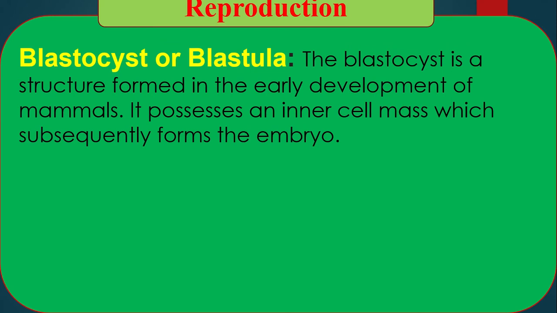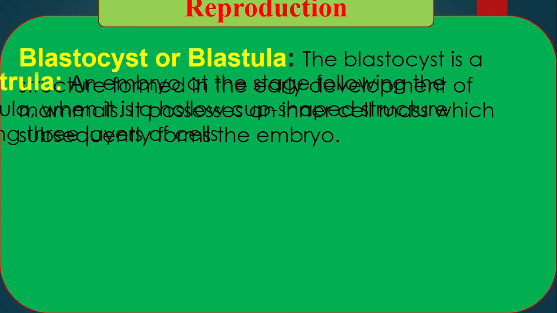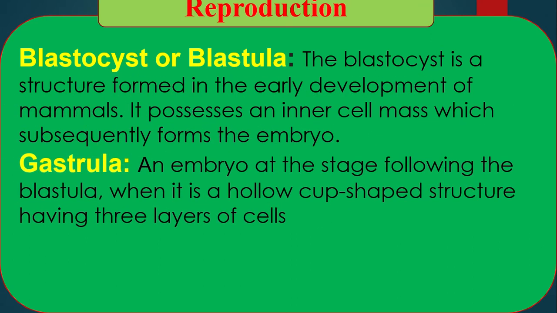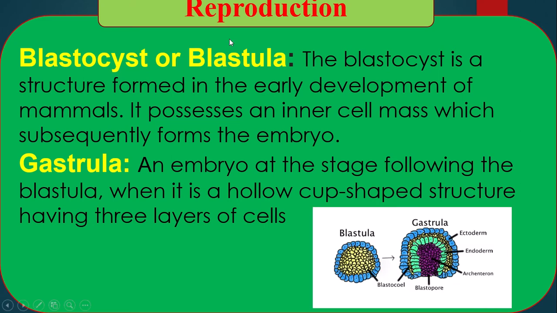Blastocyst or blastula. The blastocyst is a structure formed in the early development of mammals. It possesses an inner cell mass which subsequently forms the embryo. And gastrula. An embryo at the stage following the blastula, when it is a hollow cup-shaped structure having 3 layers of cell. Follow the picture. First one is blastula and second one is gastrula.